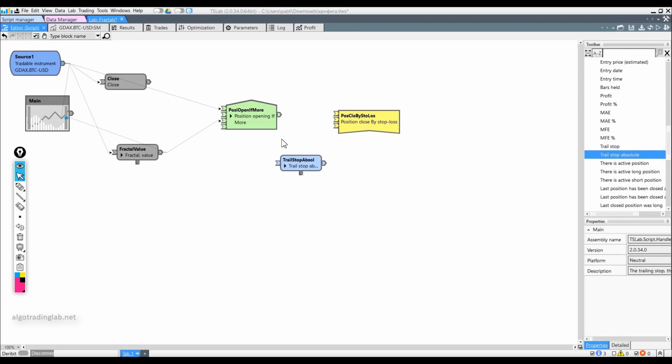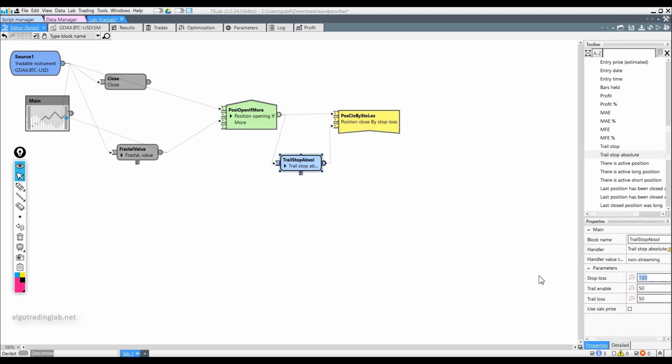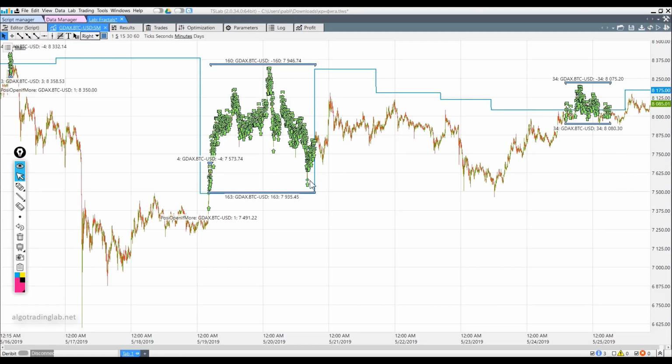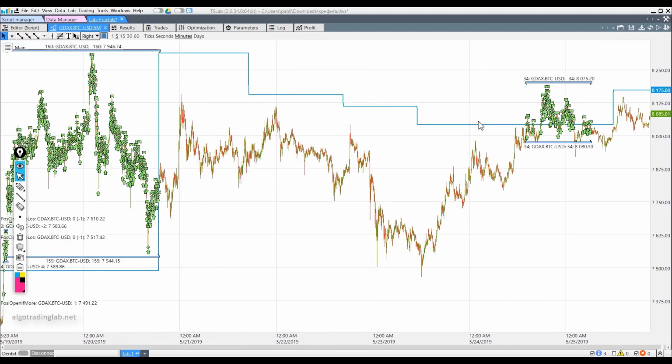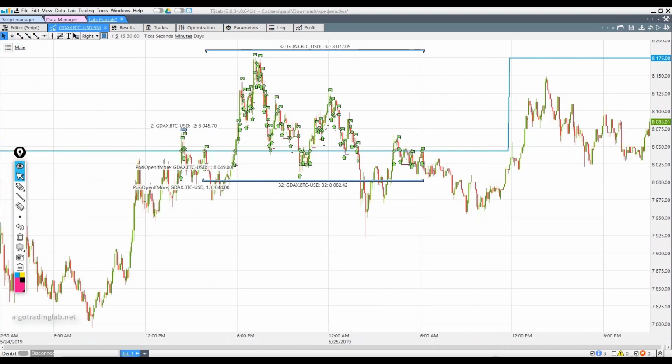We will connect them. Let's take the values of the trailing stop of $20. OK, run. Now we can see the problem here. In this case, the first trade opened correctly, but after it closed, we got a lot of re-entries and exits at the stop loss. Why is this happening?